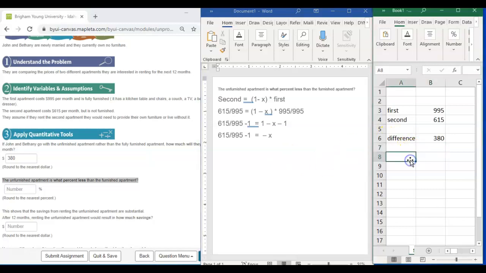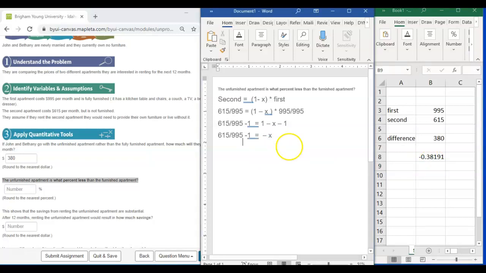So I'm going to come over here and we'll divide this out and then subtract 1 and then divide by a negative for the final answer. So I'm going to do equals 615, so I cell reference this just so that I have all of this here, divided by 995, subtract 1, press enter, and then I need to divide this by a negative, which means it becomes positive. So it is 38.2%, changing that to the decimal.